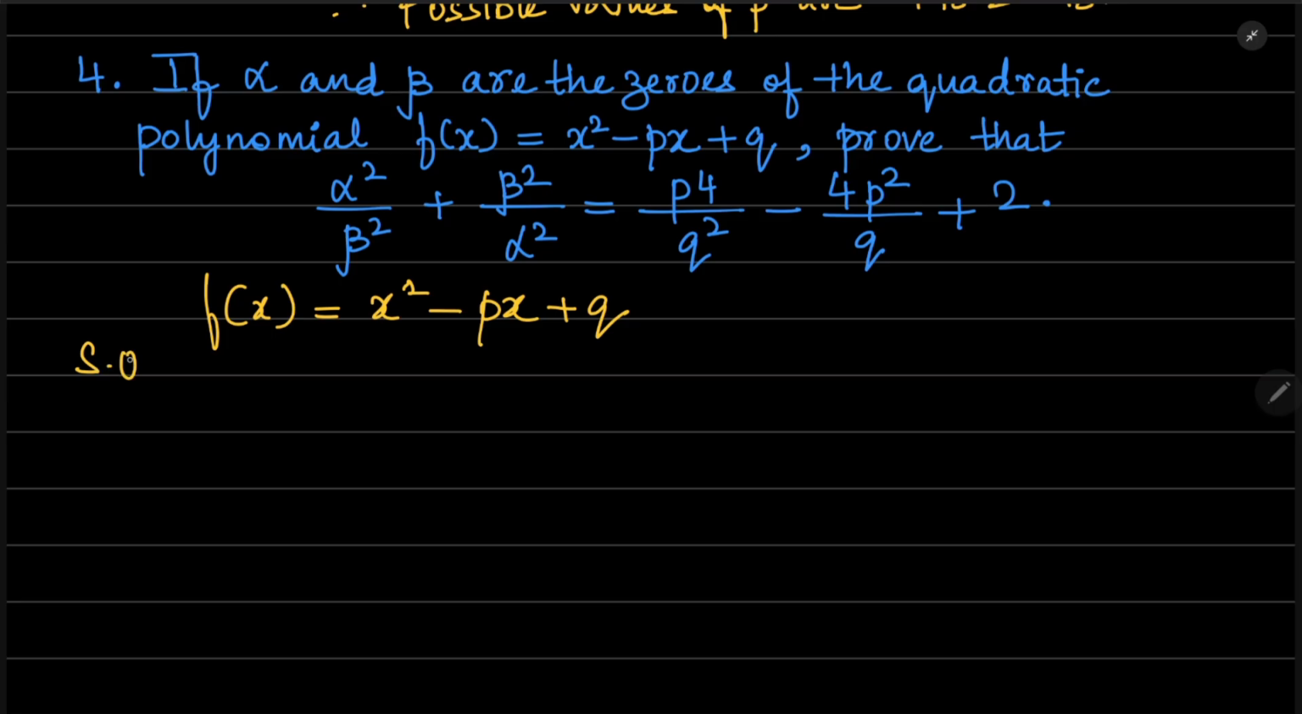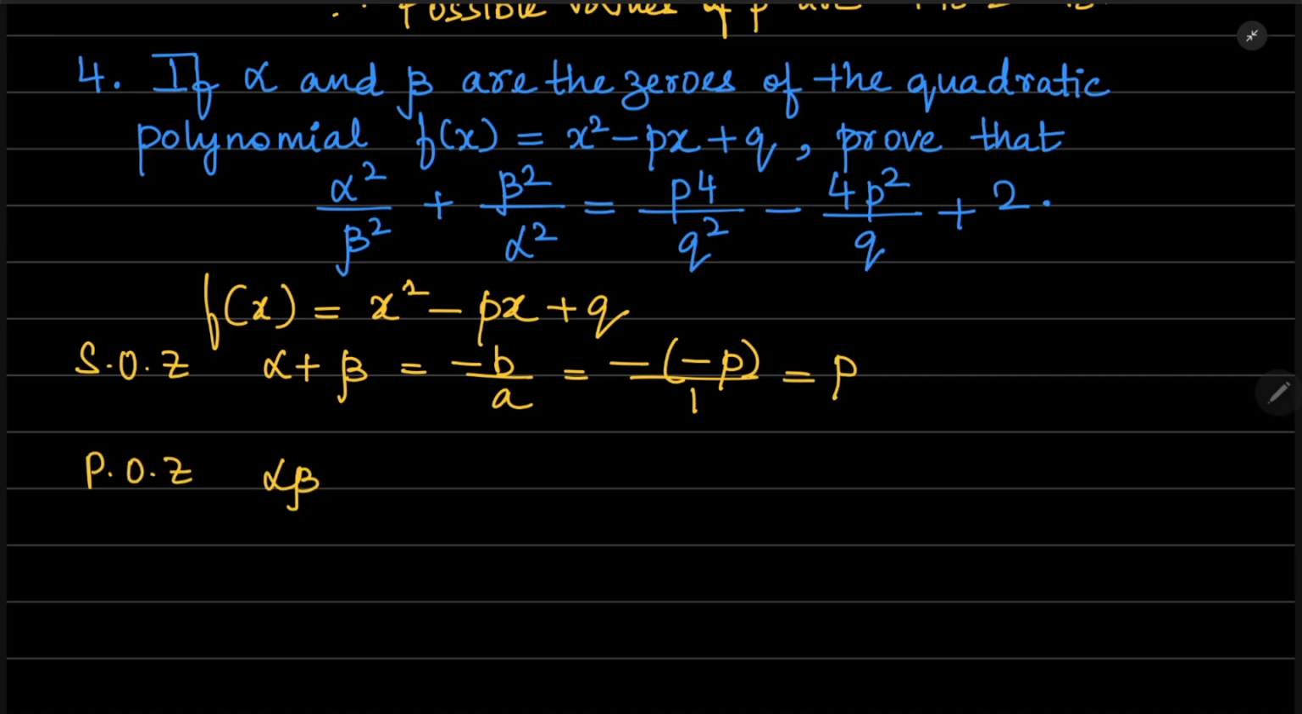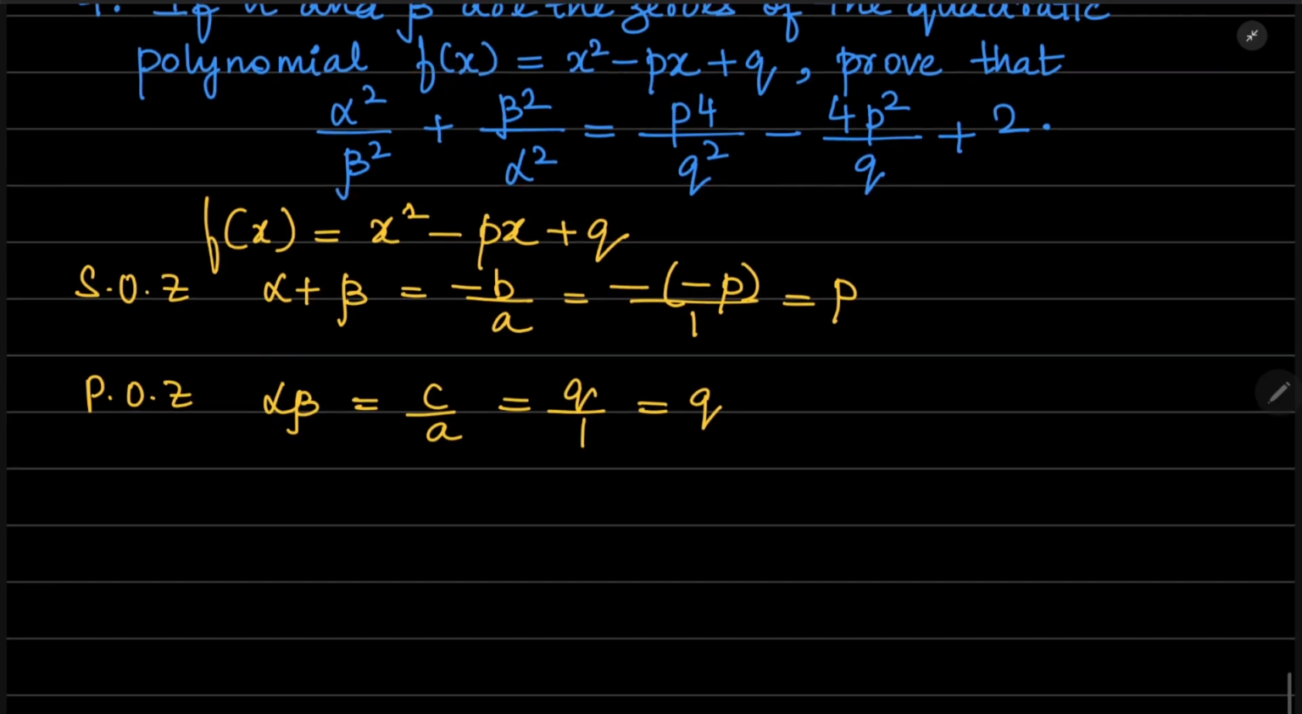Immediately first write the sum of the zeros. Alpha plus beta is equal to minus b by a. That is equal to minus of b, which is minus of minus p by 1, which is just p. The product of the zeros, alpha beta, is equal to c by a. C is q, a is 1, which is just q. Let us take the LHS part, the left hand side part. When you solve, you will be getting the RHS. Let us take the LHS, nothing else.